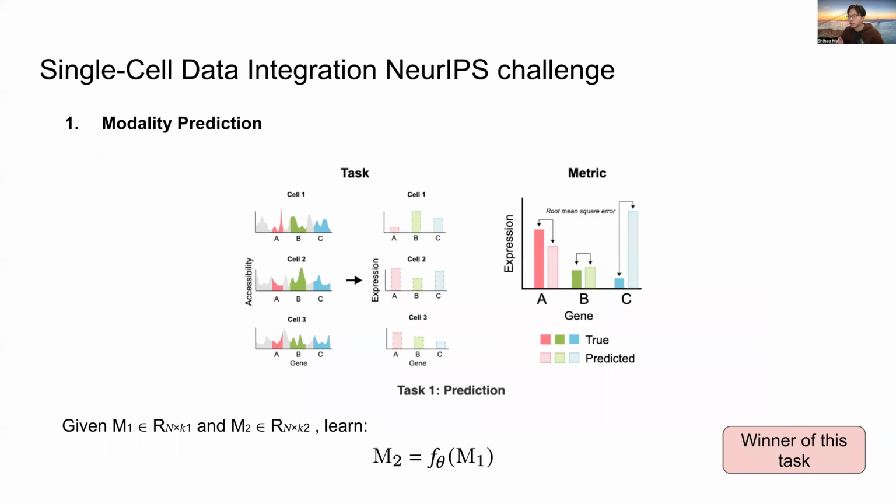Okay, so what are the 3 different subtasks? The first subtask is modality prediction. Basically, given 2 different modalities, we're trying to learn a mapping function that maps one modality to the other. The evaluation metric is the RMSE score, basically the difference between the predicted value and the ground truth value. And this paper was the winner of this task.